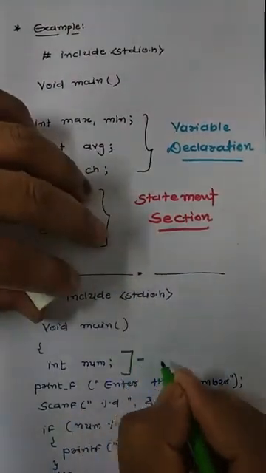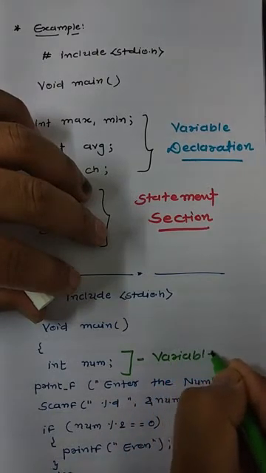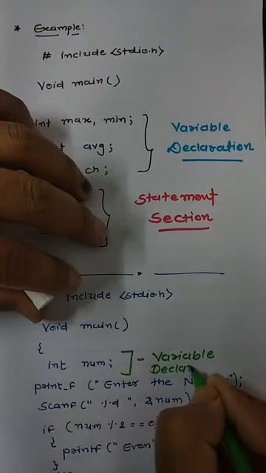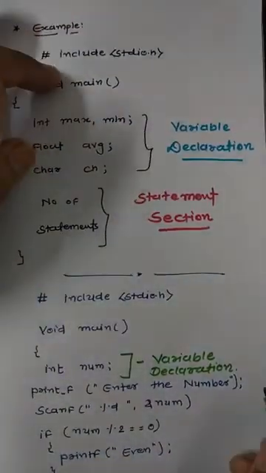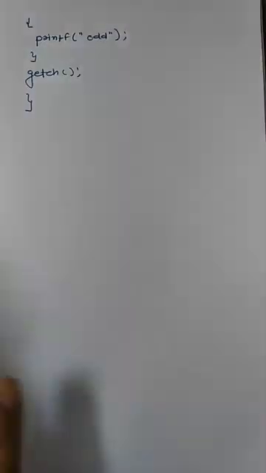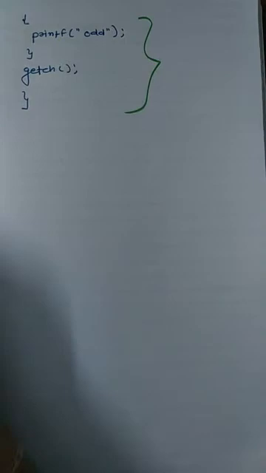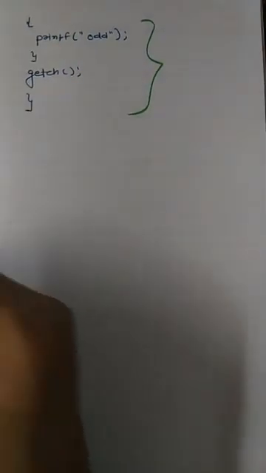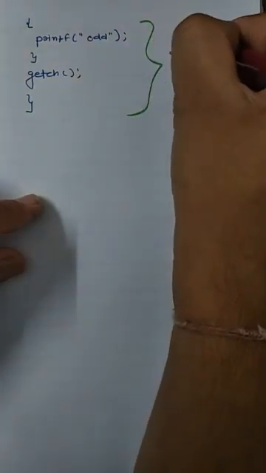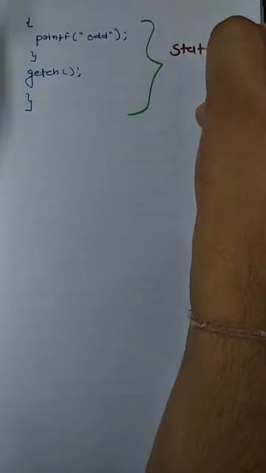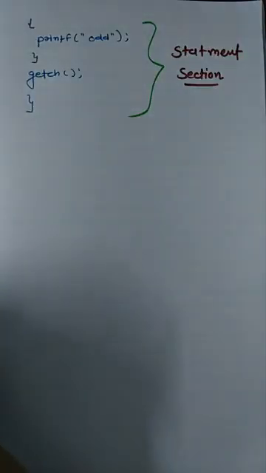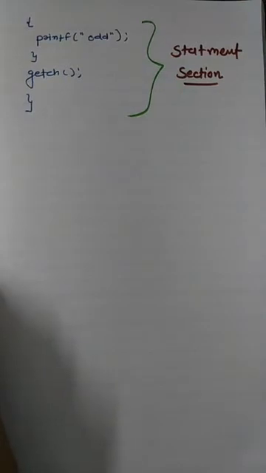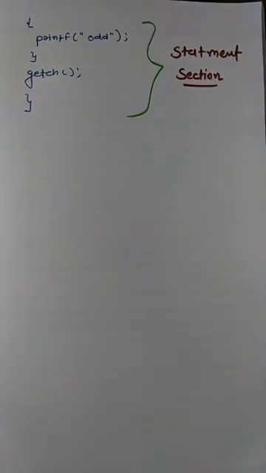So here, this section is the variable declaration and the remaining section is the statements. Okay, so this is the variable.